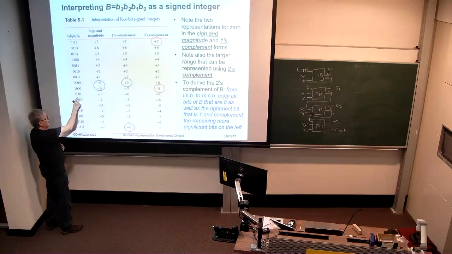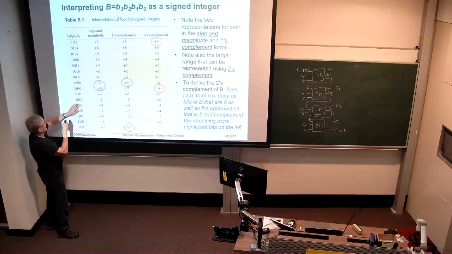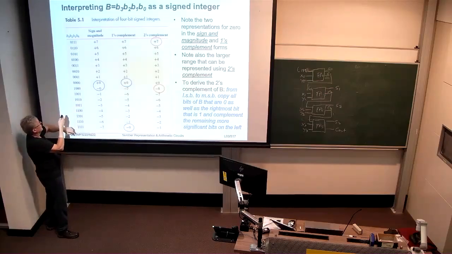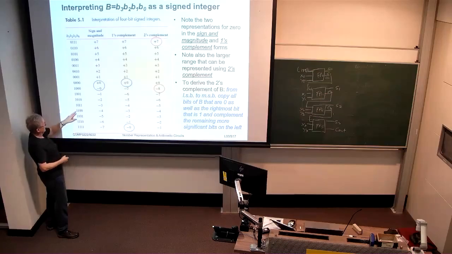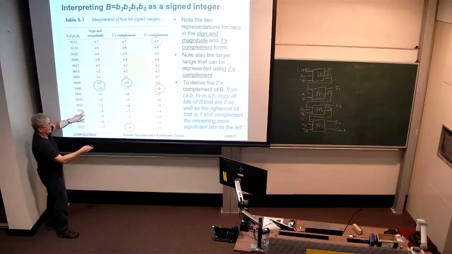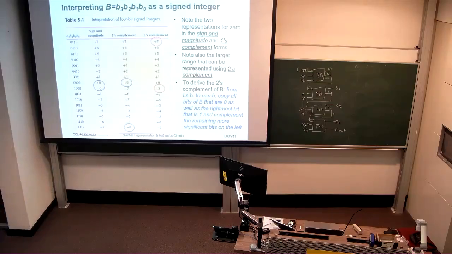So the complement of this bit stream is 0, 1, 1, 0, which is 6. So this is actually minus 6, right? So if I want to find the complement of, I don't know, 4, for example, it would be 0, 0, 1, 1. So 1, 1, 0, 0 is minus 4, as you can see. Right? So that's the way you complement in 2's complement.